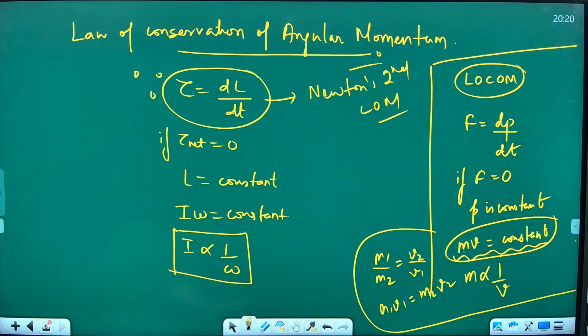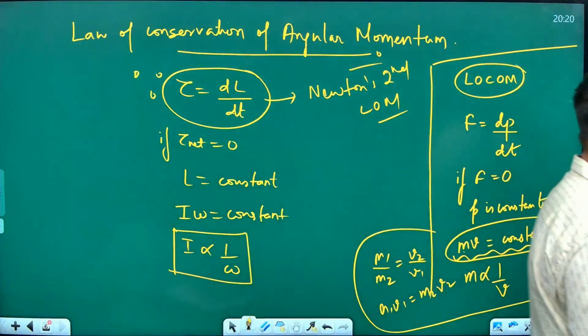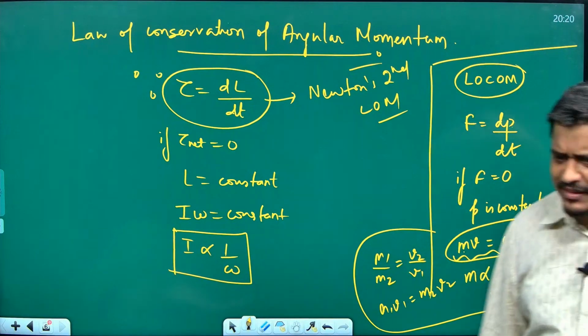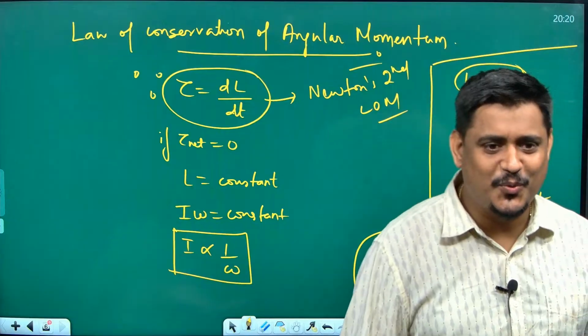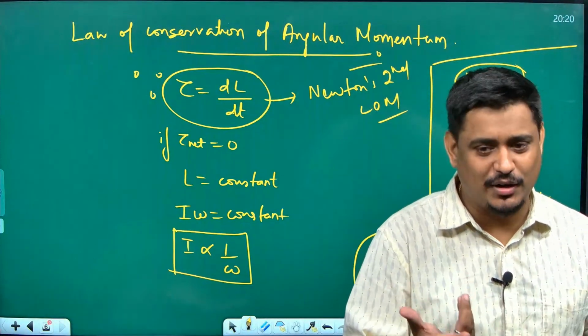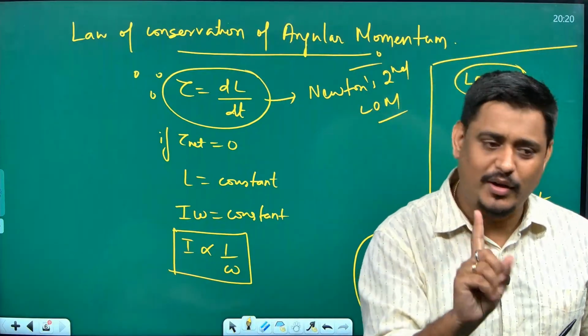What will happen to the time period of Earth if its radius becomes half? What is the time period of Earth, by the way? No, that is revolution. I am talking about rotation. 24 hours. It means Earth is completing one rotation in 24 hours.